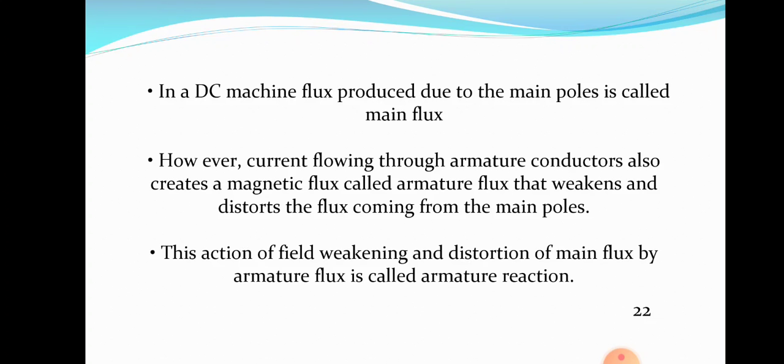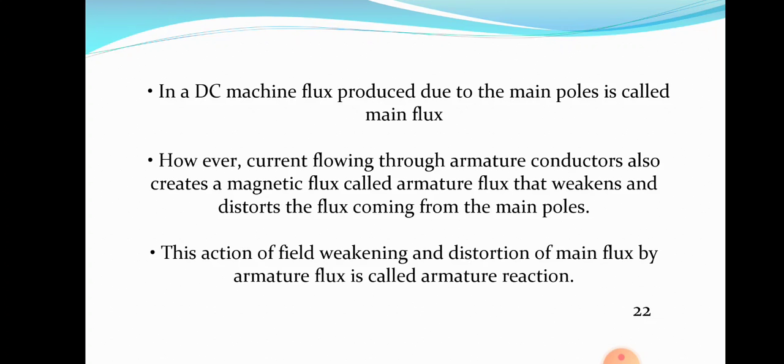When a generator is loaded, load current is flowing through the armature winding. When load increases, armature current increases. When load decreases, armature current decreases. This armature current creates a flux. Thus there are two fluxes: flux produced by the field winding, that is main flux, and flux produced by the armature winding, that is armature flux. Armature reaction is the effect of armature flux on main flux. Armature flux disturbs the main flux. That phenomenon is nothing but armature reaction.